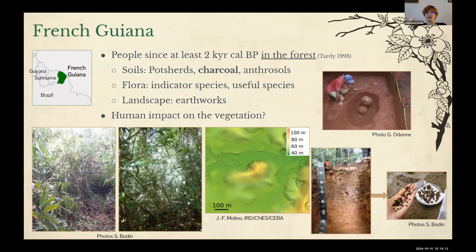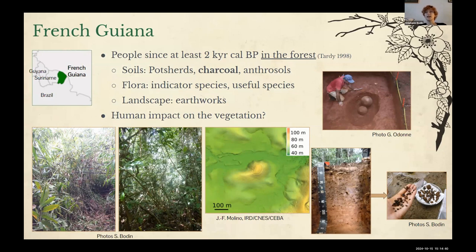So now I will give you the second example. It's about French Guiana. French Guiana is a department in the north of South America, here. And I did my PhD on this subject, so this is part of my PhD results. You have to know that in French Guiana, 98% of the territory is covered by tropical forest.